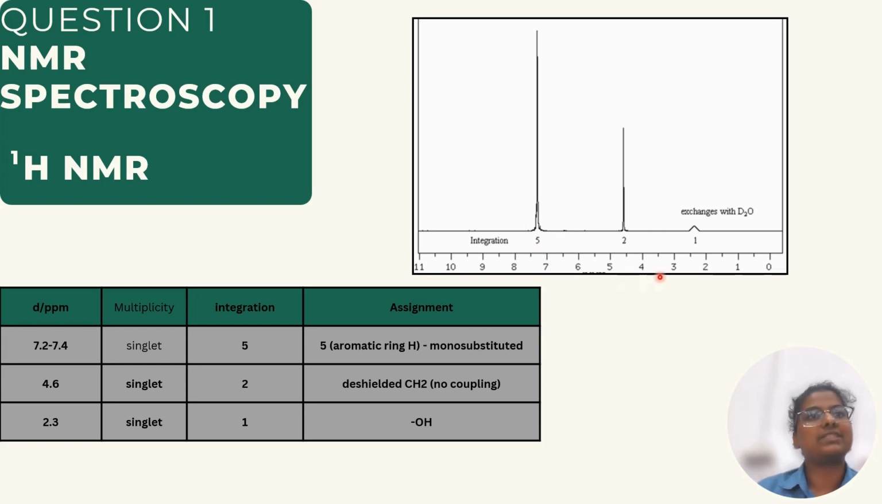Second, at 4.6 ppm, there is a multiplicity of singlet. Integration of 2 shows a disulfide CH2, which is not coupling. And last, at 2.3 there is a multiplicity of singlet, the integration of 1 shows a compound of OH, also shows a broad OH peak there.